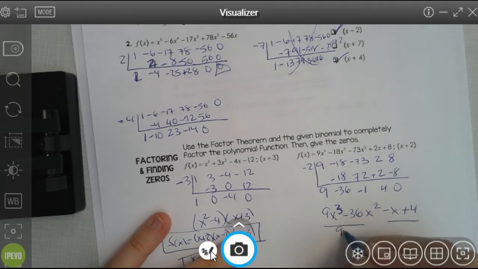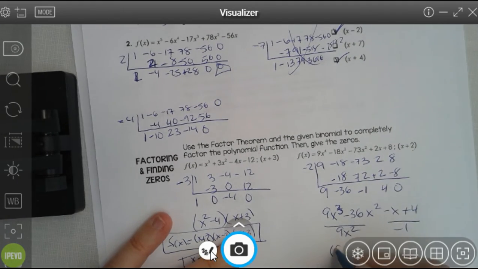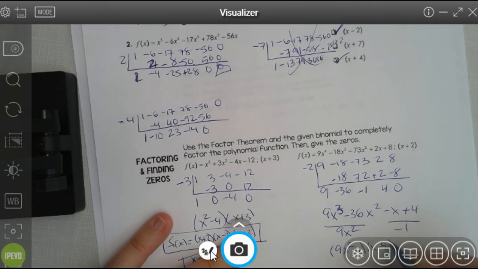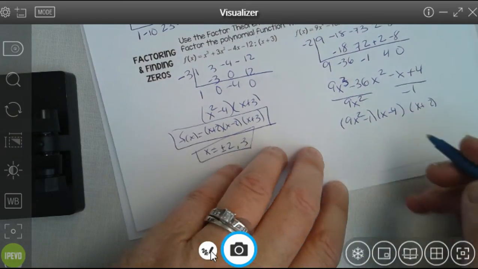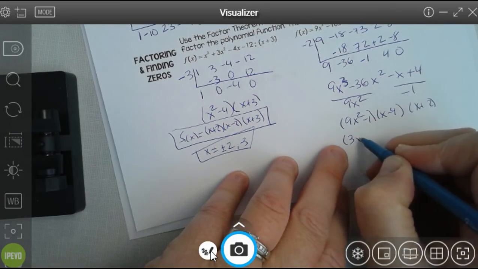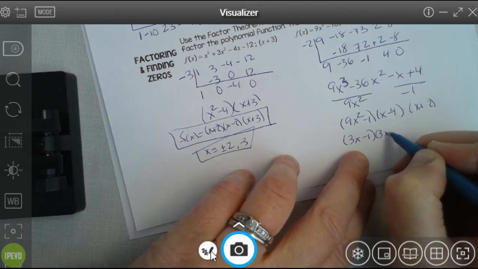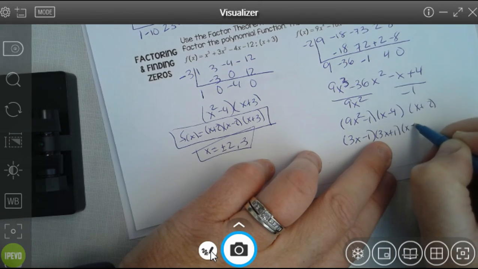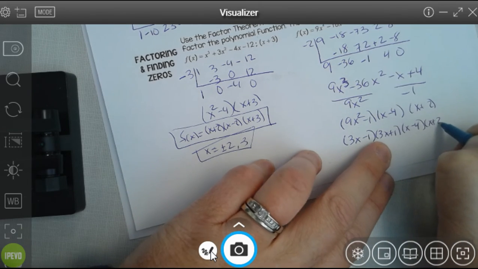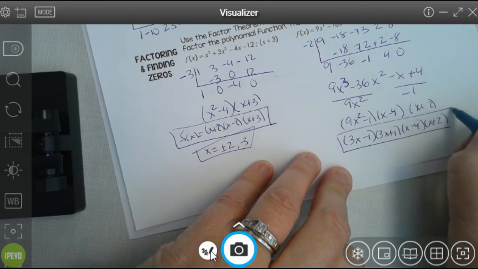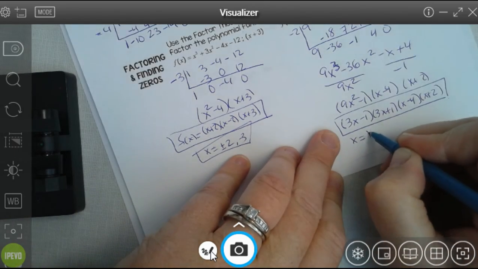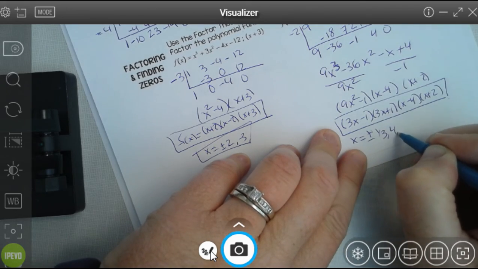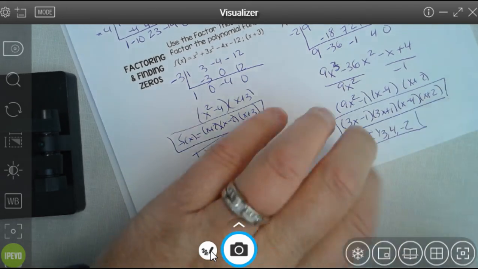So this right here, I can pull out a 9x squared, and I can pull out a -1. Don't forget your original factor term. And then this factors again because it's a difference of squares, so x minus 3, x plus 3, x minus 4, x plus 2. So that's right there. So to find all your zeros, we get plus or minus 1/3, 4, and -2 are all of our zeros.